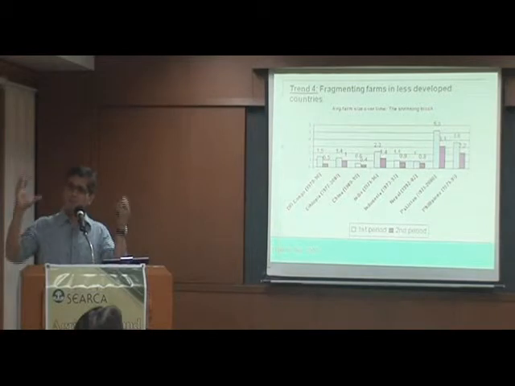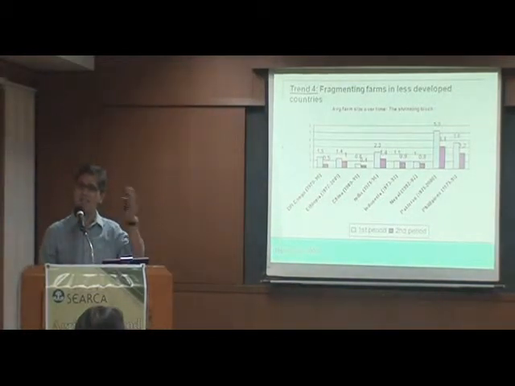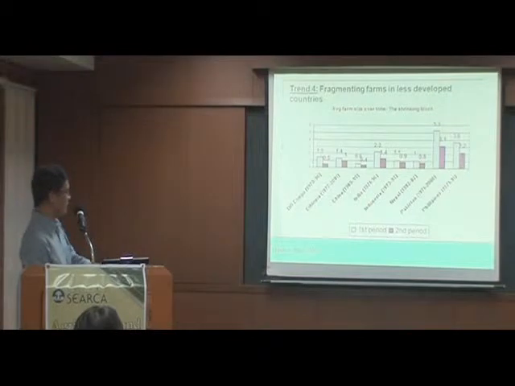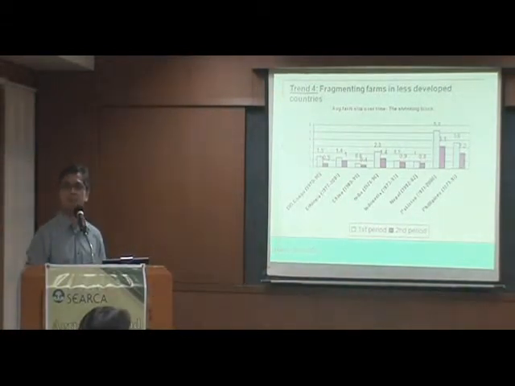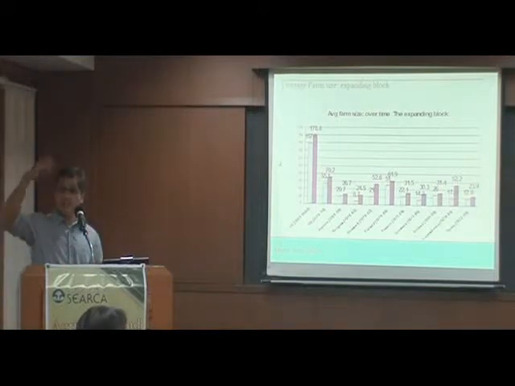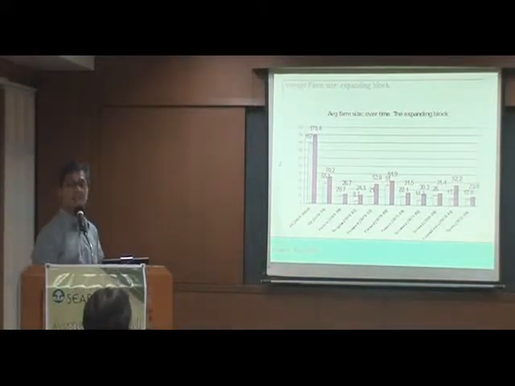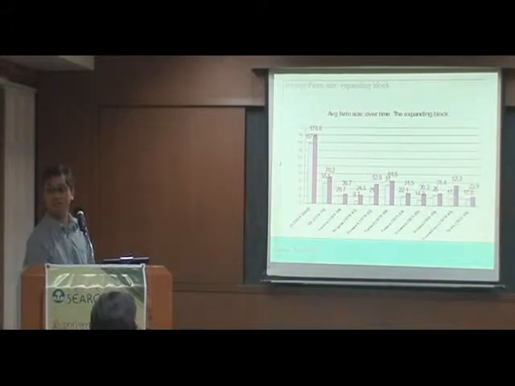And on the production node, however, while the retail and processing are concentrating, the production node is fragmenting. In the Philippines, for example, from 1971, the average farm size is 3.6 hectares. After 20 years, in 1991, it's now even lower, 2.2. On the other hand, the developed countries are actually increasing farm size.